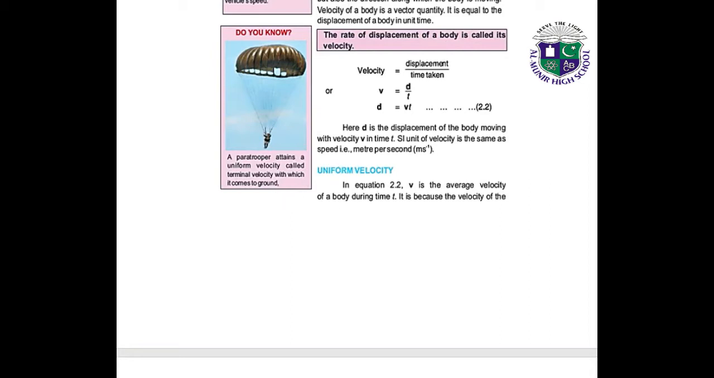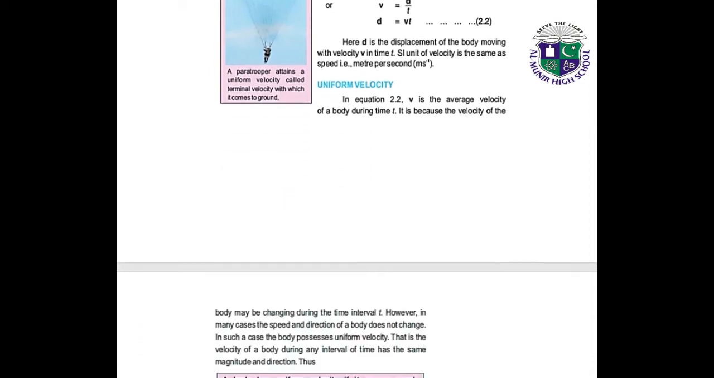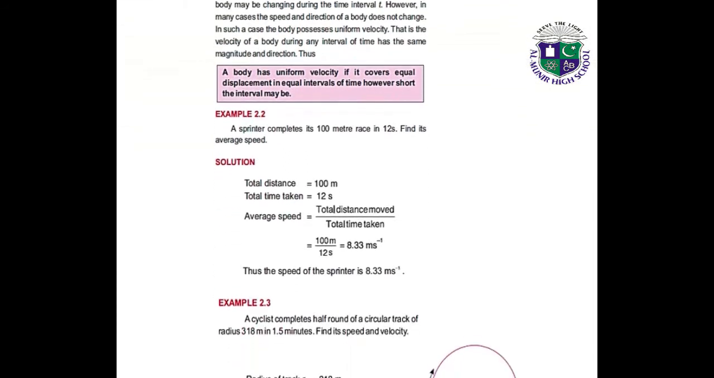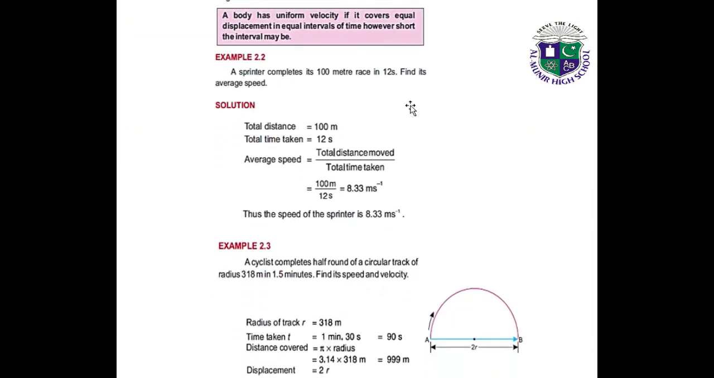What is uniform velocity? A body has uniform velocity if it covers equal displacement in equal intervals of time, however short the interval may be. Here we have the example 2.2.